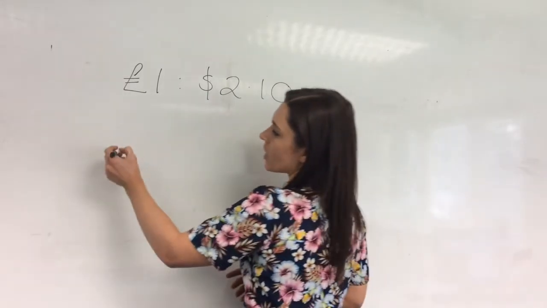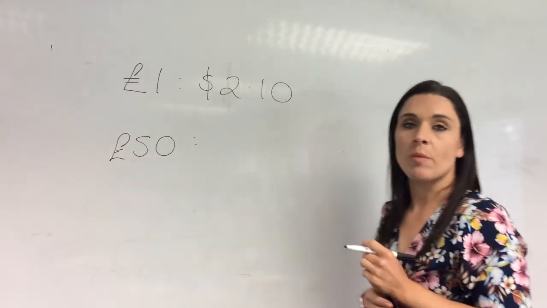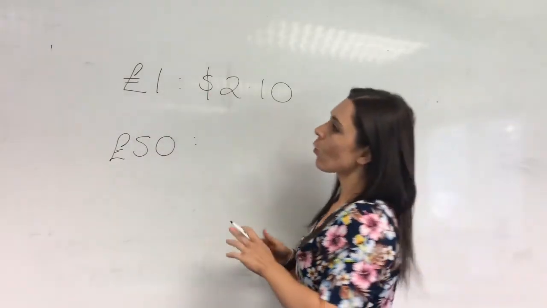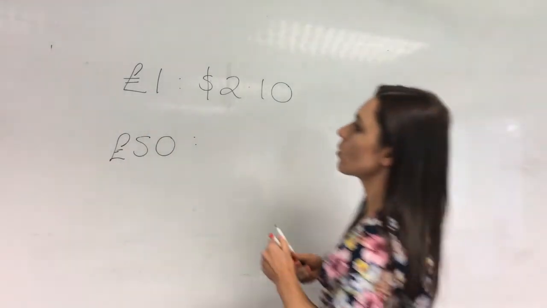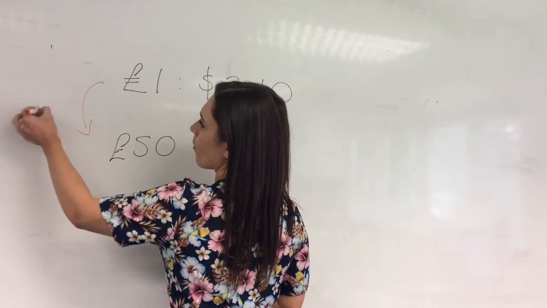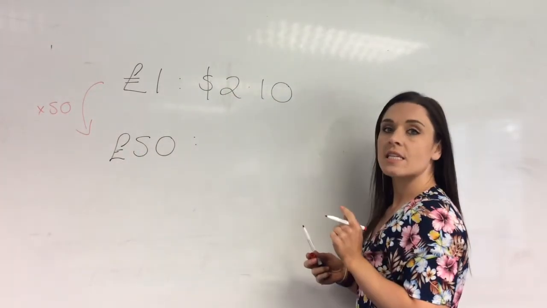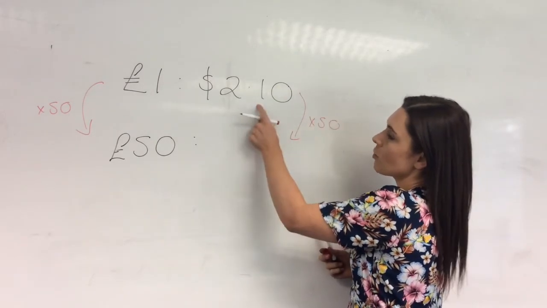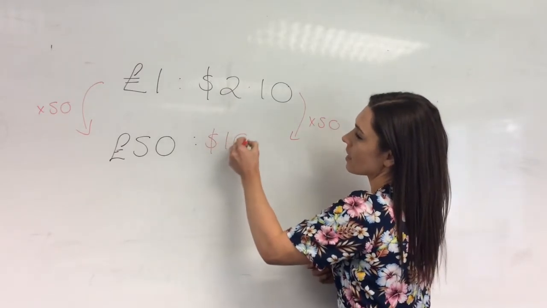We want to exchange £50. So we can use our unitary method, which we already have here, 1 to n. We say, how do we get from £1 to £50? Well, we would multiply by 50. So all we need to do is multiply this side of the ratio by 50 as well. 2.1 times 50 is 105.